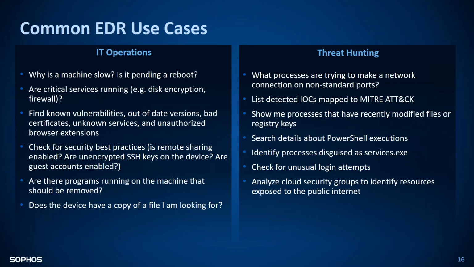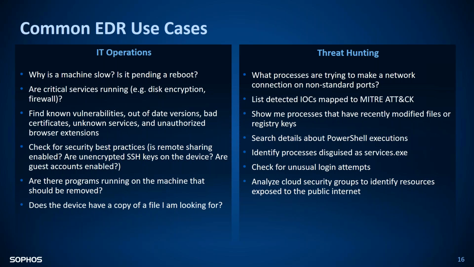From a threat hunting perspective, we can do things like show all the processes that have recently been modified with files or registry keys, look for unusual login attempts, or look for well-known tools used on the network that are being used more frequently than you would normally see. As an example, PowerShell is a widely used tool within networks. But if we see it being used a lot, or being used to transfer information out of a network, that's not what it's normally used for.